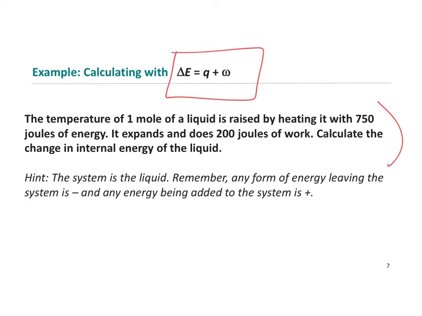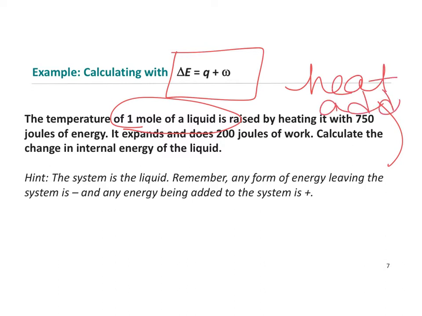You have a system, they're just giving you extra information here, but it is heated up. So what does that mean? That means that heat is added to the system, right? So when energy is added to a system, what's the sign convention? It's positive, right? The system expands and does 200 joules of work on the surroundings.